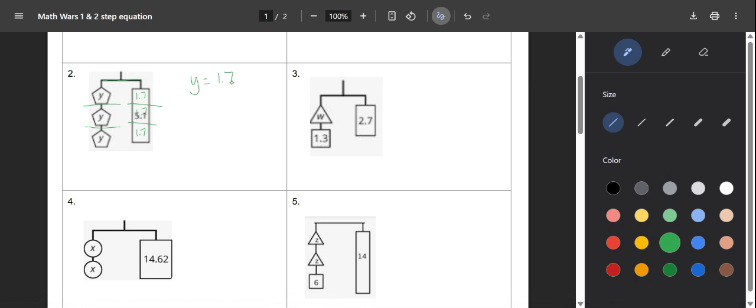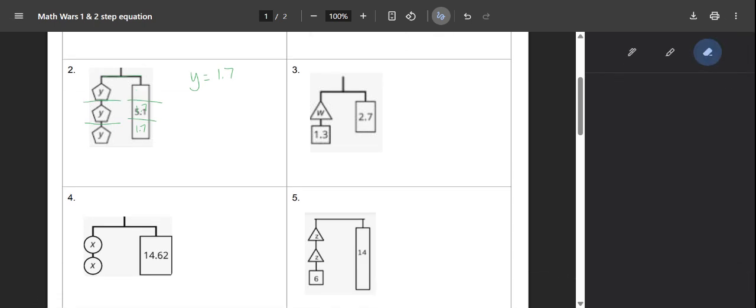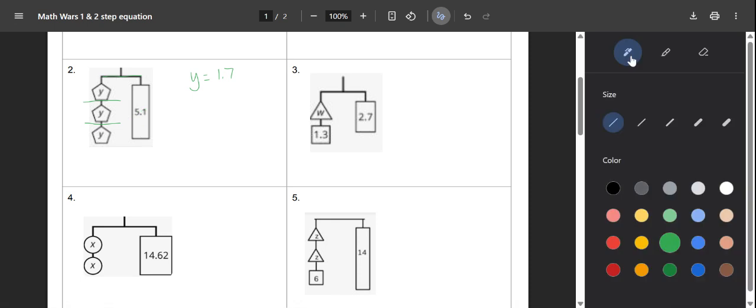1.7. If I wanted to double check that, if I wasn't sure I was correct, I could substitute in 1.7 for all of these y's, and then I could either add it up 3 times or multiply by 3 and make sure I get back to 5.1.